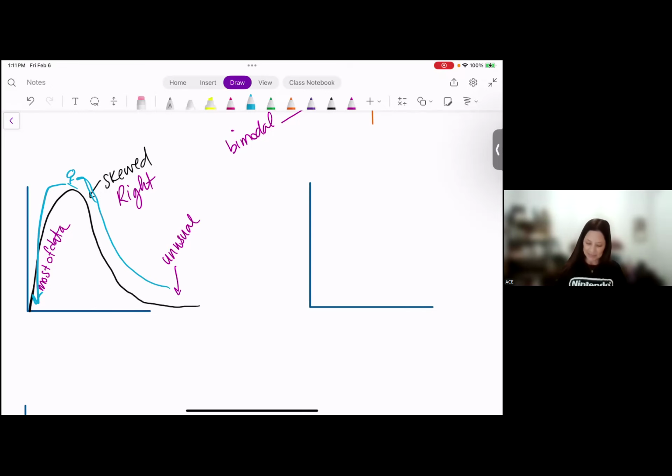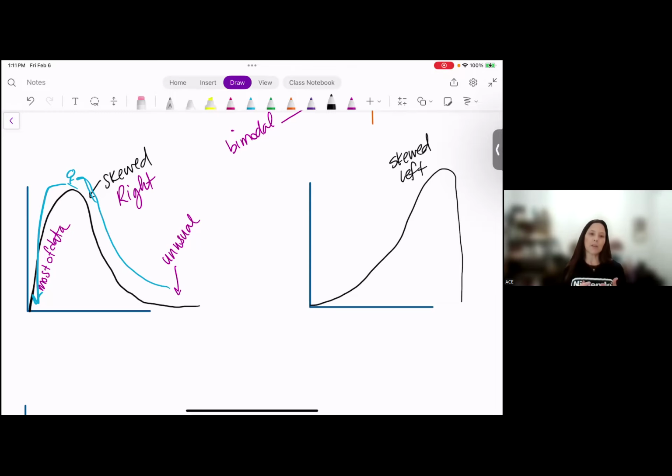That's fine. Skewed to the left would then be if you were to reflect this and have most of the data to the right and not all of the data to the left. So something like this. This is skewed left. These are what you would see if you were to maybe smooth out a histogram.